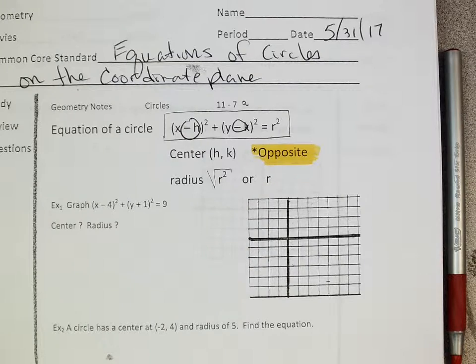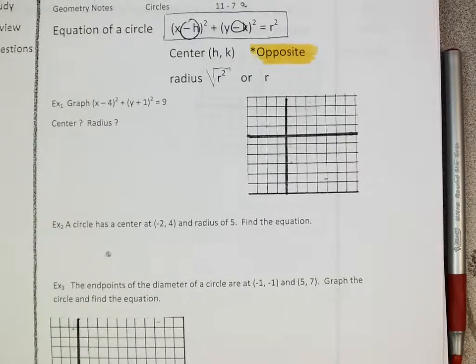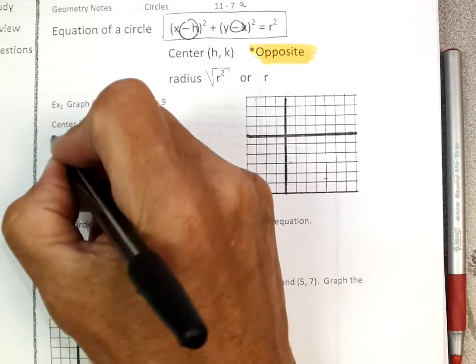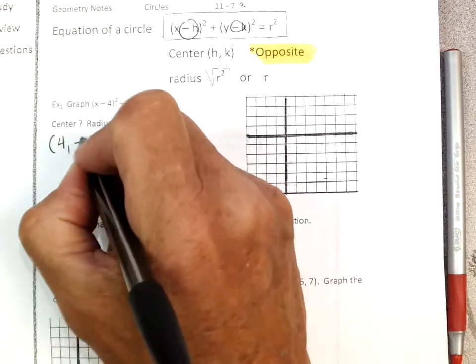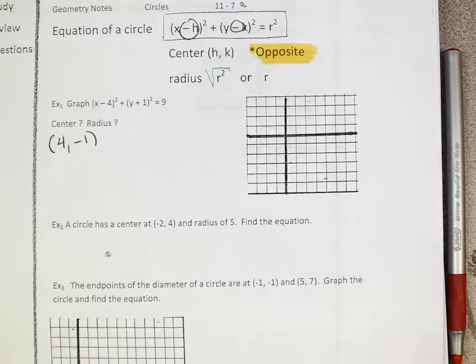You guys do it, okay? You guys graph example 1. I bet you can do it. You already got it done, didn't you? You're way ahead of me.